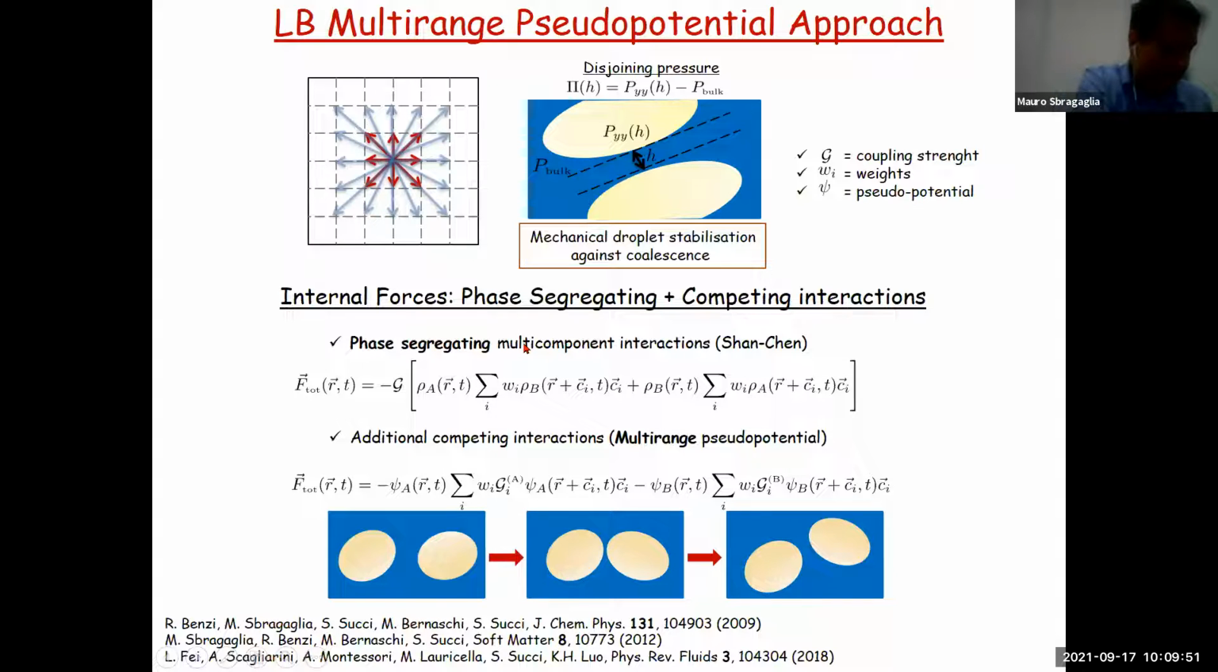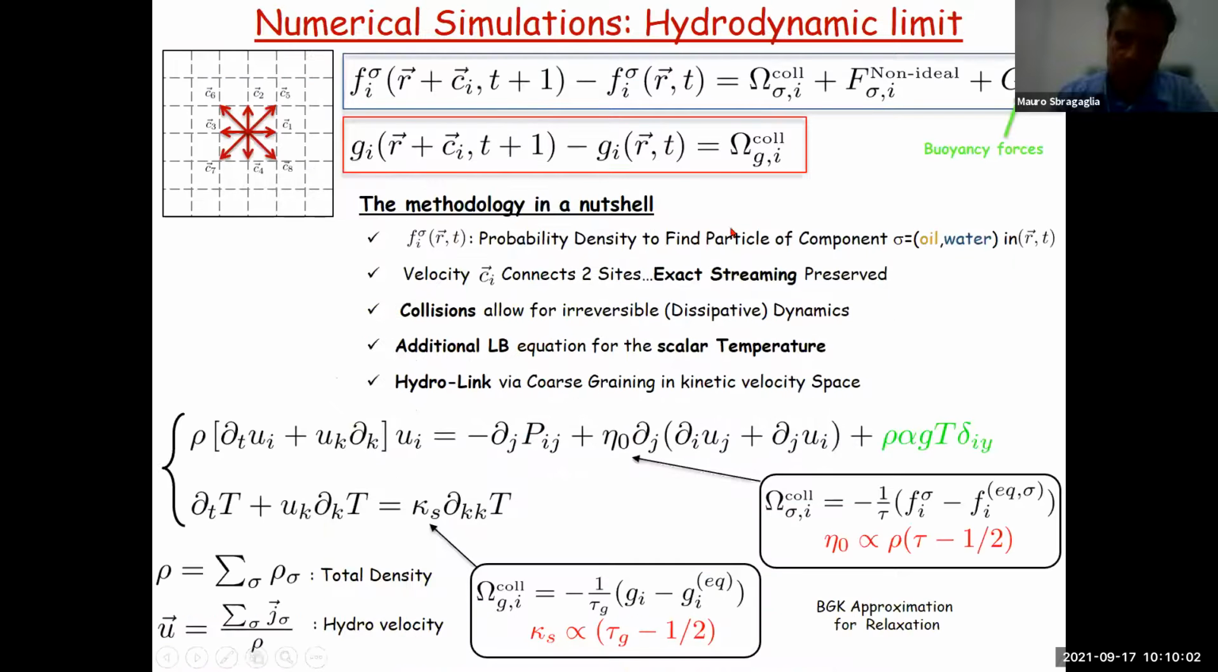So using this methodology, we are able to prepare our emulsion in the desired state with some given number of droplets, and we are able to initiate convection by properly placing another external force, which is essentially representing the buoyancy forces. And this is a crucial force because it's coupling the momentum dynamics with the temperature dynamics.